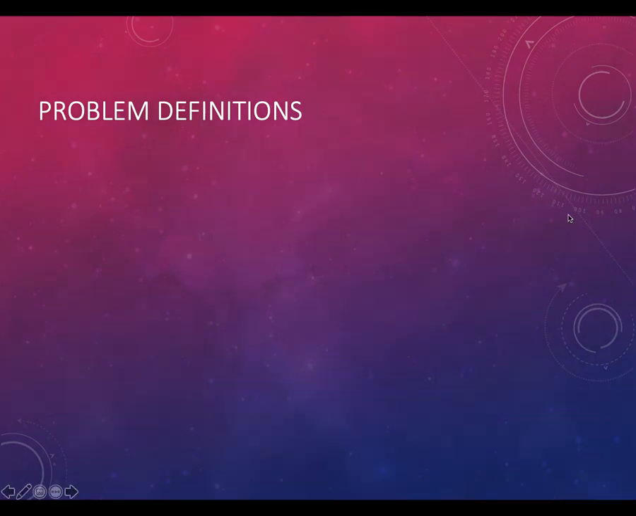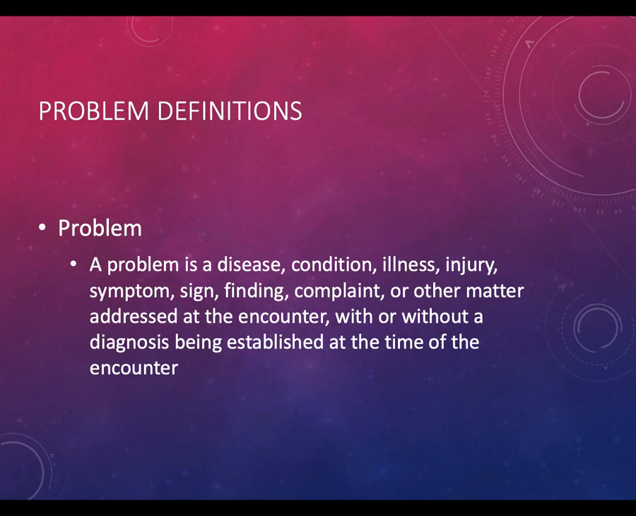Now for the really fun part, learning what all those items on the table mean. The CPT manual gives a number of definitions. Nearly all of those are reproduced here, as well as in the E&M Summary Guide appendix. Problem is defined as a disease, condition, illness, injury, symptom, sign, finding, complaint, or other matter addressed at the encounter, with or without a diagnosis being established at the time of the encounter. I suggest that your documentation breaks down what the problems are and not leave this to the auditor to infer.